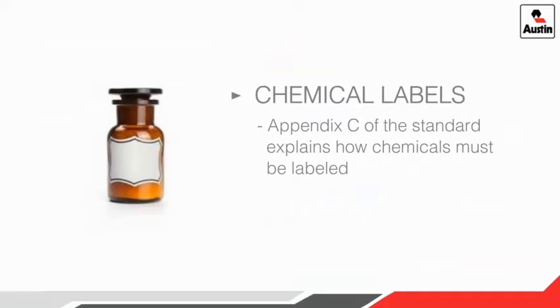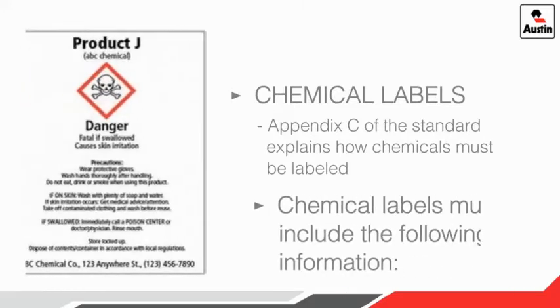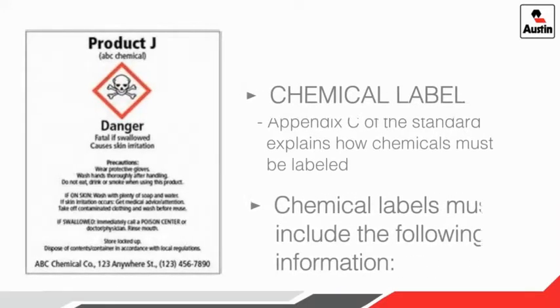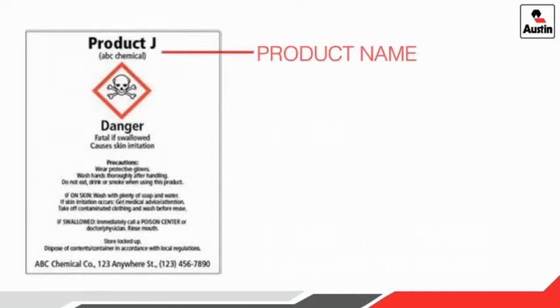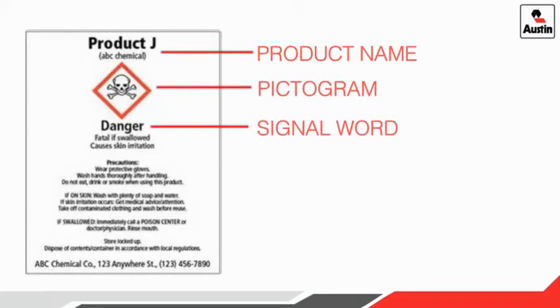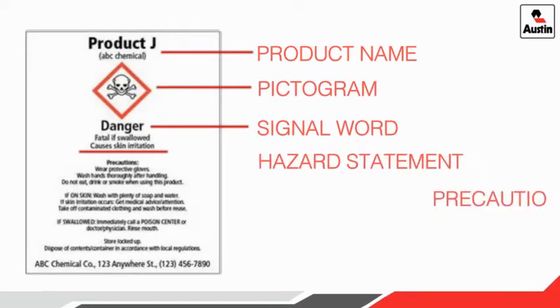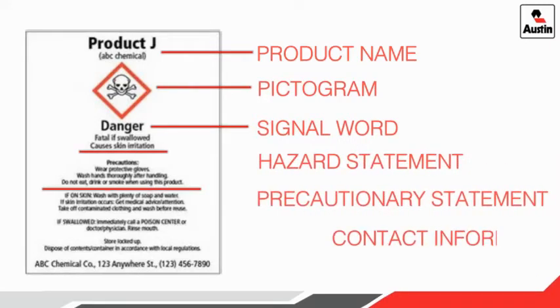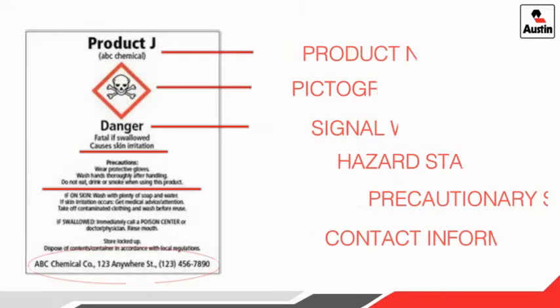Appendix C of the standard explains how chemicals must be labeled in a standardized format. Chemical labels must include the following information: product name, pictogram, signal word, hazard statement, precautionary statement, and contact information.